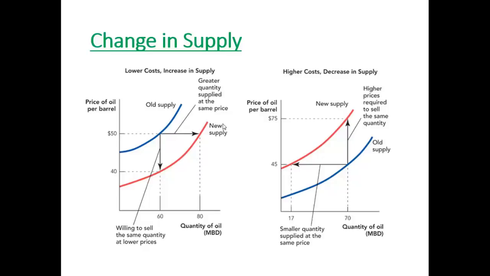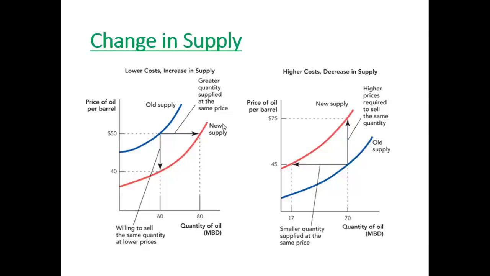The original supply curve is given here in blue. The new supply curve is given in red. This movement from the blue supply curve to the red supply curve is known as an increase in supply. To see why that's so, let's start by looking at this picture by reading it horizontally. We see that according to the old supply curve, when the price of a barrel of oil was $50, the quantity of oil supplied was 60 million barrels per day.